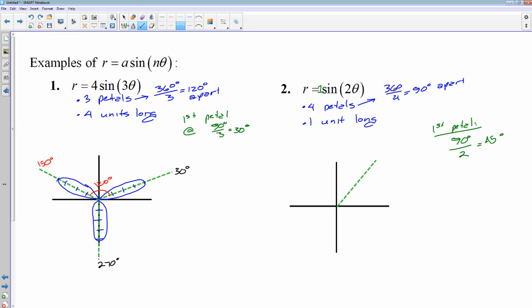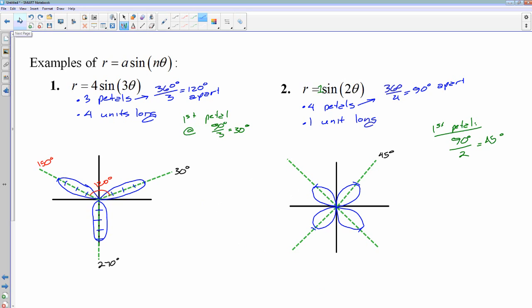If I start at 45 degrees and my next petal is 90 degrees further around, then my next petal is going to be 45 plus 90, which is 135. And we're going to end up splitting each quadrant perfectly at the 45 degree angles. Each petal is going to be 1 unit long, so I'll put 1, 1, 1, 1. And this graph is going to look something like this. Go out 1 unit, and there is the graph of sine 2 theta.